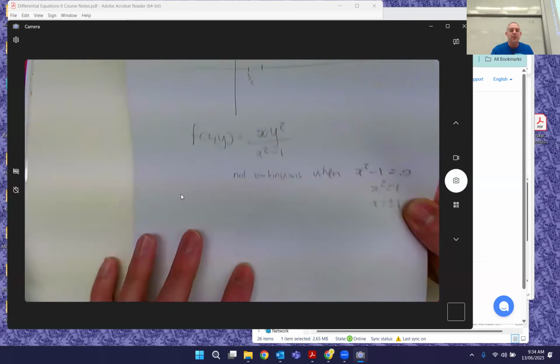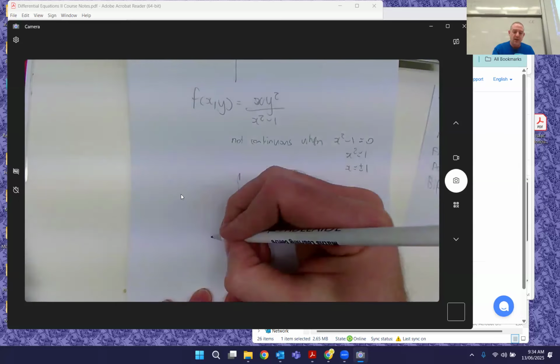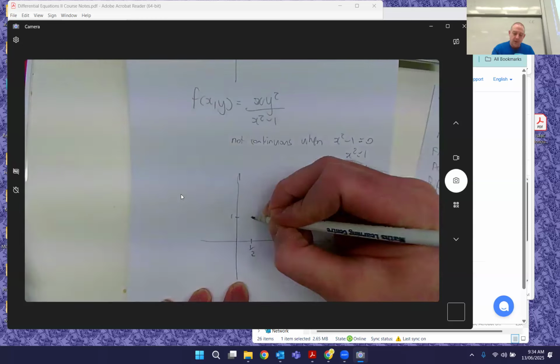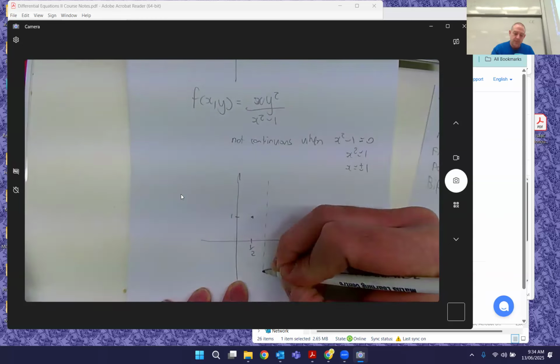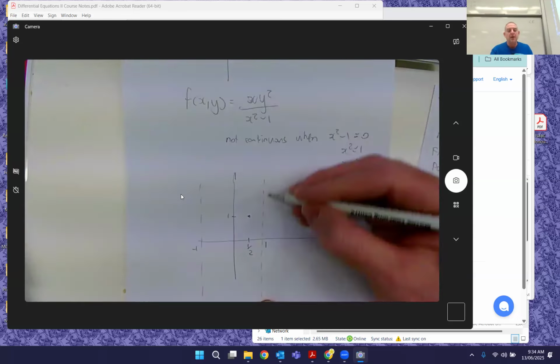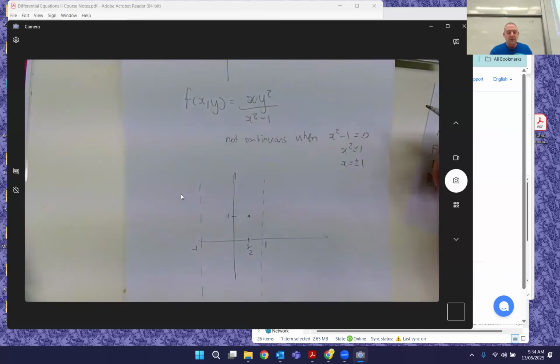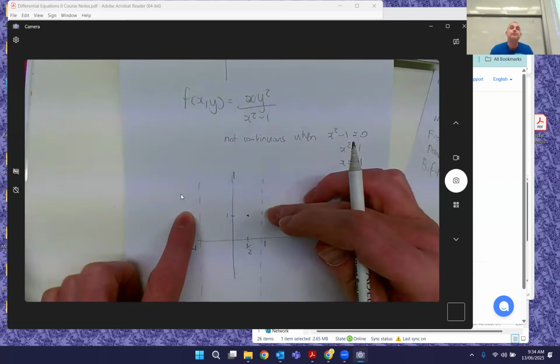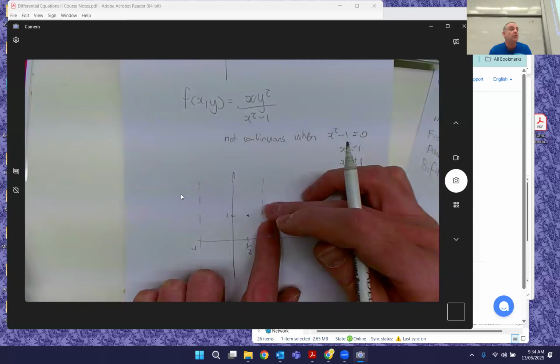And just for the purposes of making it obvious to the person reading this later what happened, I'm going to draw a new one. And so there's 1, and over here is minus 1. And when x is 1, the function is not continuous there. And when x is minus 1, the function is not continuous there. So my rectangle that I'm interested in cannot pass these lines, because the function is not continuous in those spots.